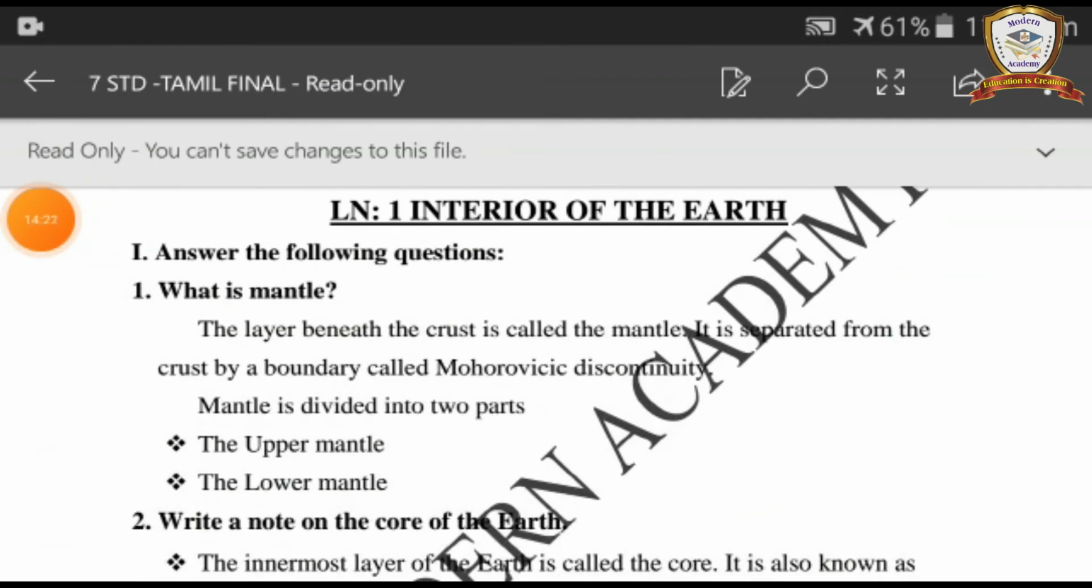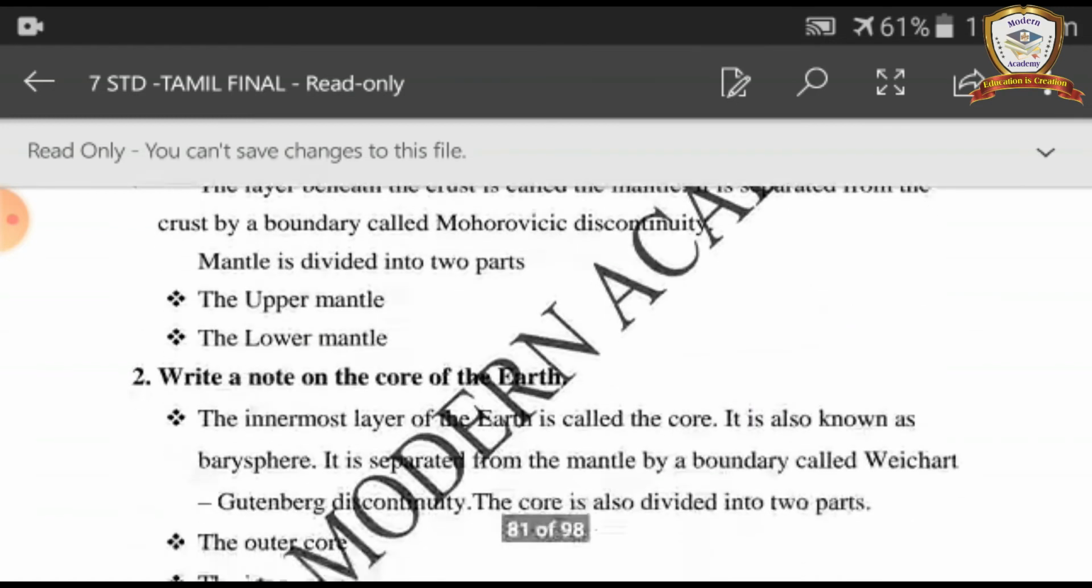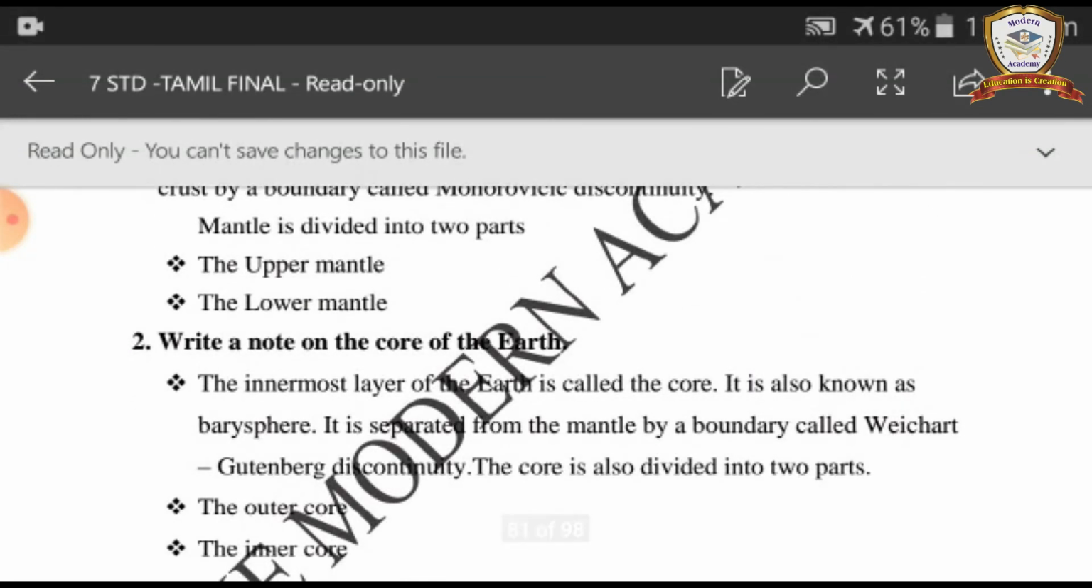First Roman, first question: what is the mantle? The layer beneath the crust is called the mantle. It is separated from the crust by a boundary called the Mohorovičić discontinuity. The mantle is divided into two parts, the upper mantle and the lower mantle.